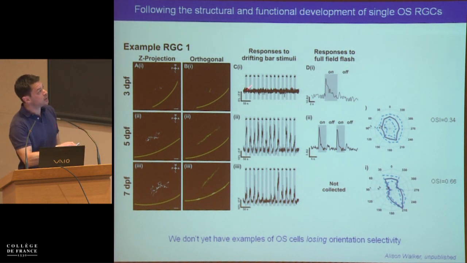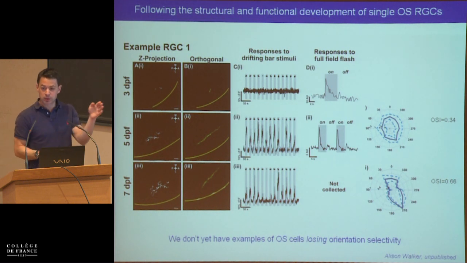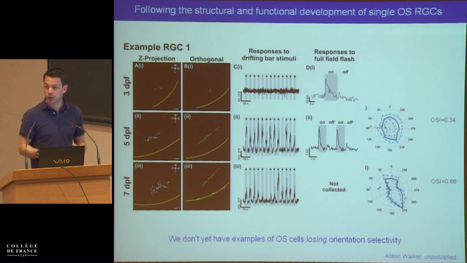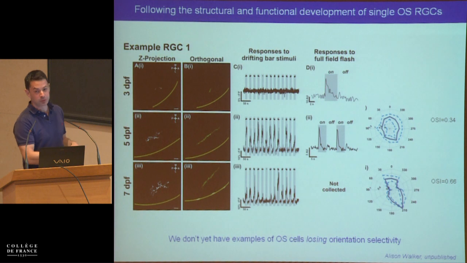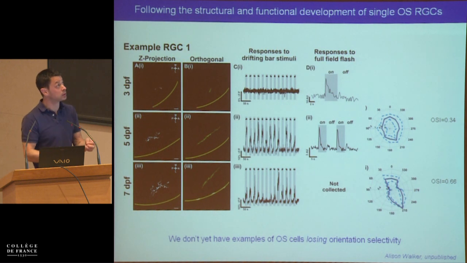And then when we do functional imaging on this cell, if we did it at 3 days and we showed that cell the drifting bar stimulus, it just didn't care. We got no response from it at all. But then if we switch the room lights on, we got this really nice response. So with a full field flash, you can get the cell to respond. So it is beginning to plug into the retinal circuitry.